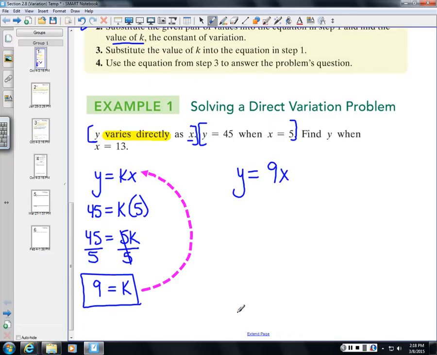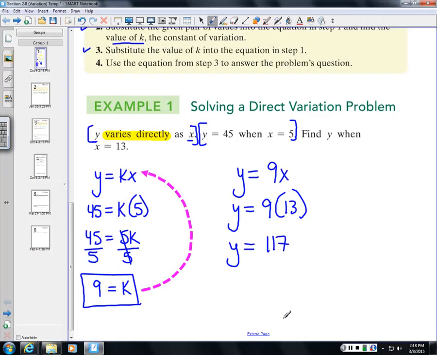So now I have a way to finish out the problem. So step 3 is done. Now that we know that k is always going to be 9, it allows me to solve the last step of this problem, which says, okay, now let's say that x goes from 5 to 13. So x is going up from 5 to 13. Now let's find out what y is going to be. So find y. If x is 13, I'm going to plug in 13 for x, and when we do our multiplication here, we end up with 117.